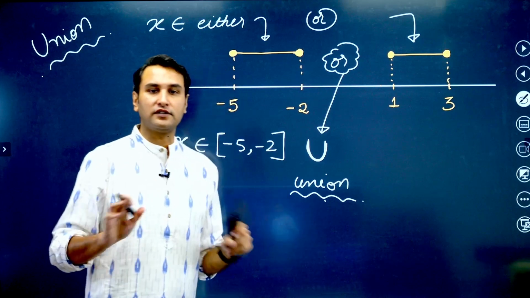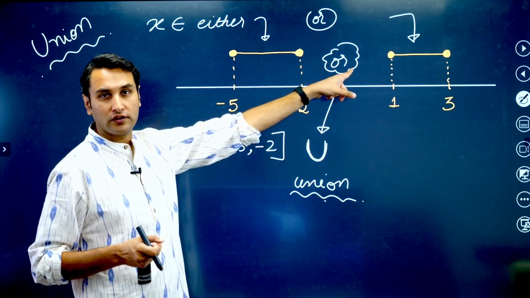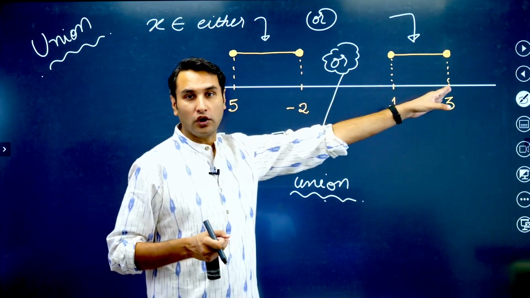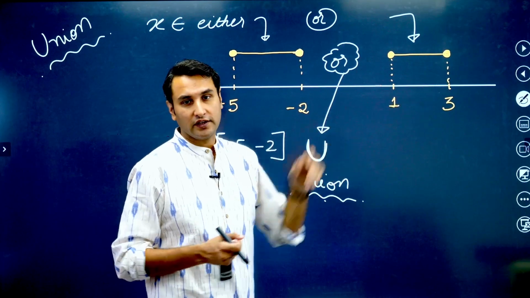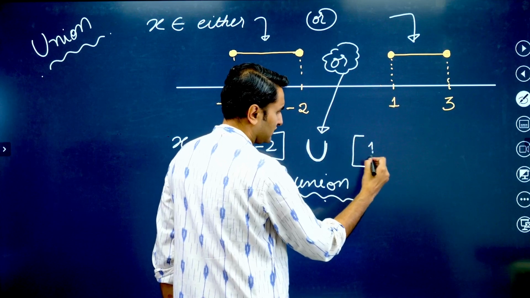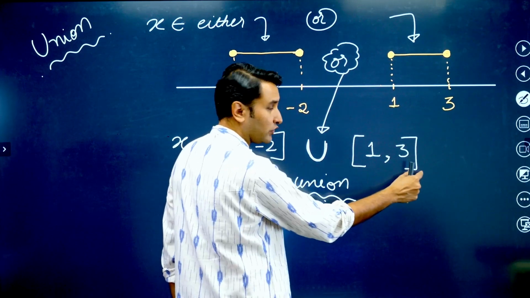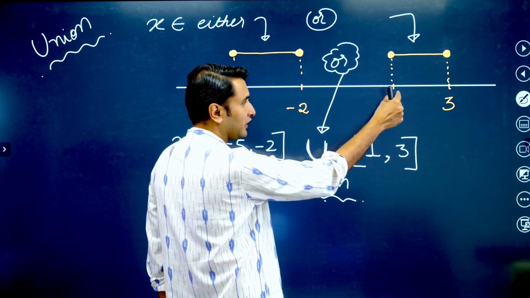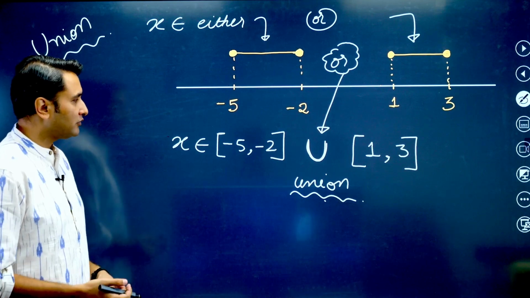What is the meaning of union? Simply or. Either this or this. I have lost it here or I might have lost it there. Union, now from Kunal's place to Vamsi's place, including Kunal's place, including Vamsi's place, including 1, including 3. Right? That's it.